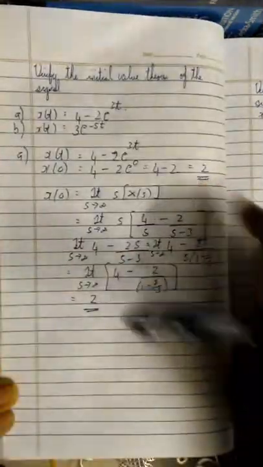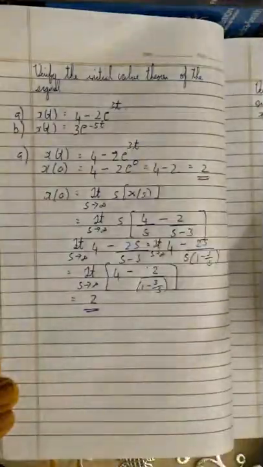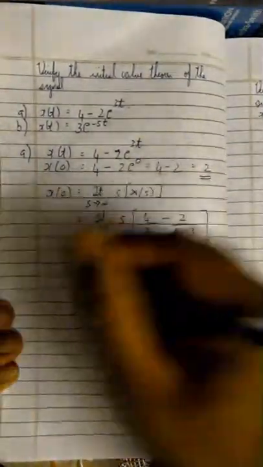So it is verified, right? Initial value theorem is verified. Now let's look at the second question.